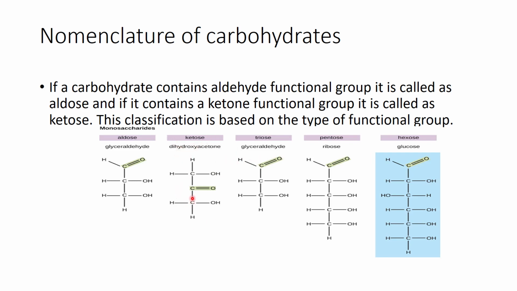Now let's take a look at this compound. This compound right here has a ketone functional group, so it will be named a ketose. See, it has carbon with a double covalent bond with oxygen, and on both sides we have an alkyl group attached. So that will be termed a ketose. This is the same example as written here. Here they have written it as aldose, or an aldehyde containing carbohydrate, and since it has 3 carbons, it will be called a triose. And here this glucose has 6 carbons, so it will be called a hexose.